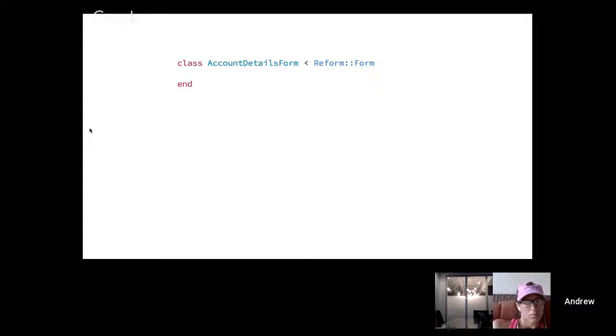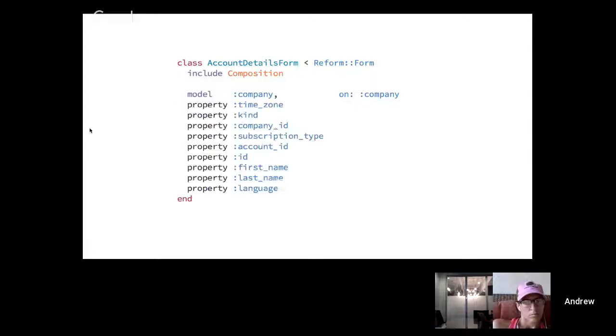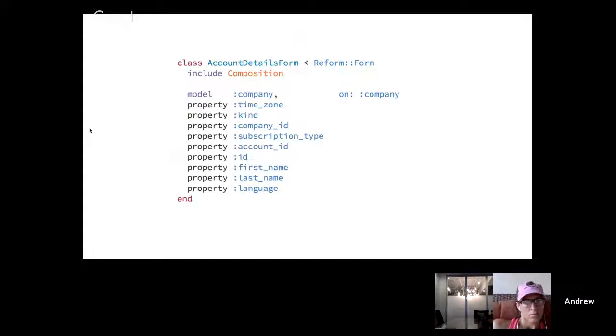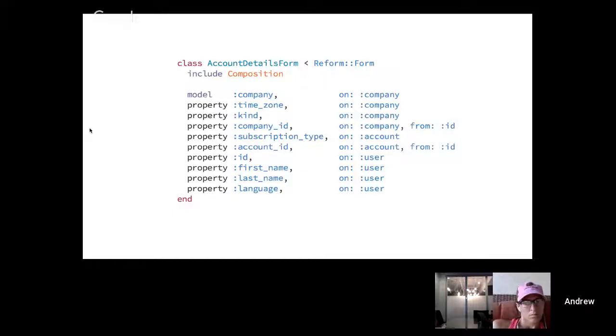In our form object here, we're going to include this method called composition. That's going to give us some pretty cool stuff. So how it works is you just define the model, like this is the parent model, company, and then all the properties that we're saving. And we just say where each is saving to. So for example, time zone is saving onto company. First name is saving onto user.